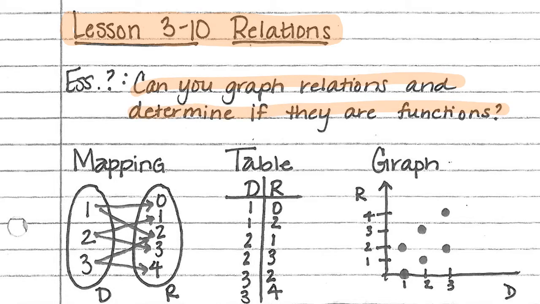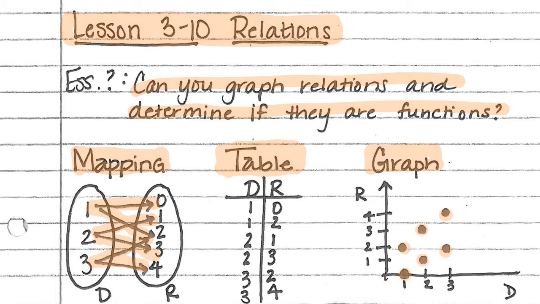So the first one that we see here is called a mapping. Notice this is saying the points (1, 0), (1, 2), (2, 1), (2, 3), (3, 2), (3, 4), and they're showing you the domain and the range. These same numbers are laid out in a table. We use a table a lot for plugging in numbers. Get good at plugging in numbers because we're going to do it a lot. And then they graph it here just with little points.